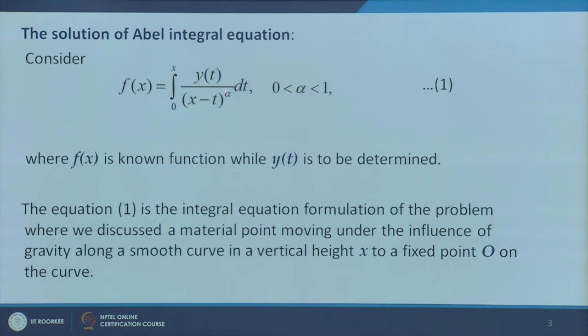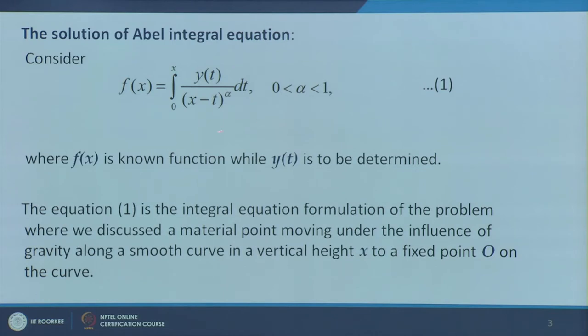Let us begin with the Abel integral equation f(x) equal to integral 0 to x of φ(t) dt divided by (x minus t) to the power alpha, where alpha is lying between 0 and 1. Here f(x) is a known function and φ(t) is the unknown function. So, we are going to see how we can determine this unknown function φ(t). Now, this equation 1 is the integral equation formulation of the problem.